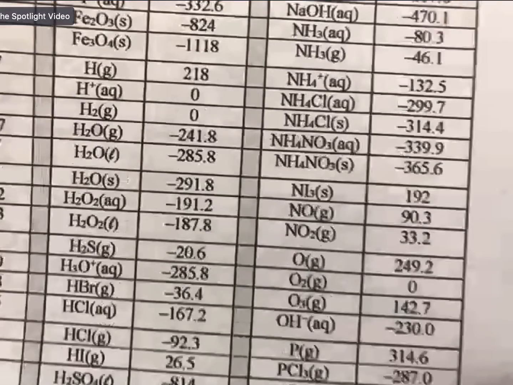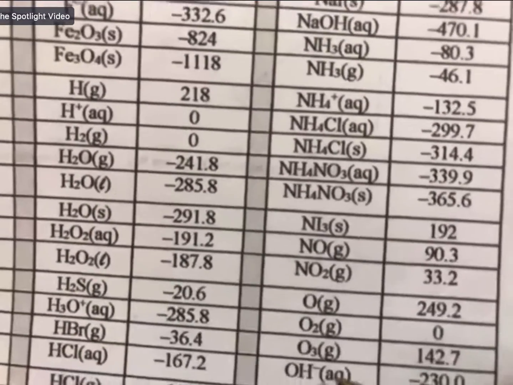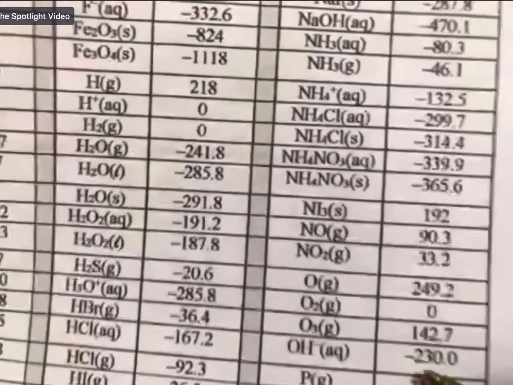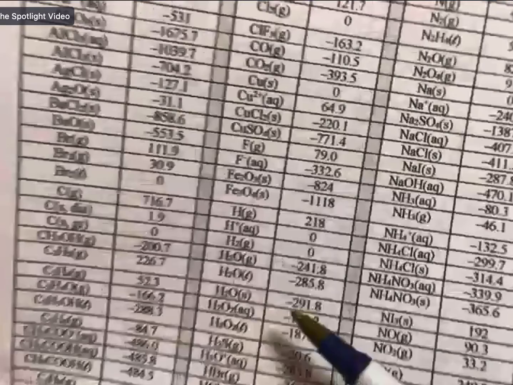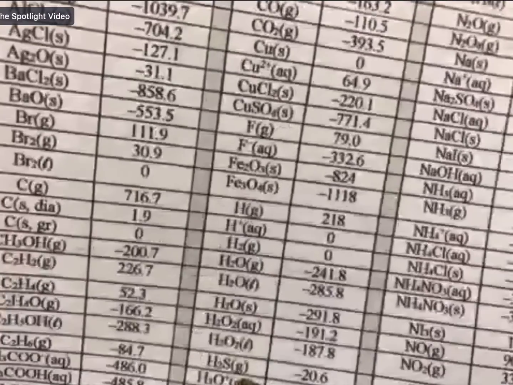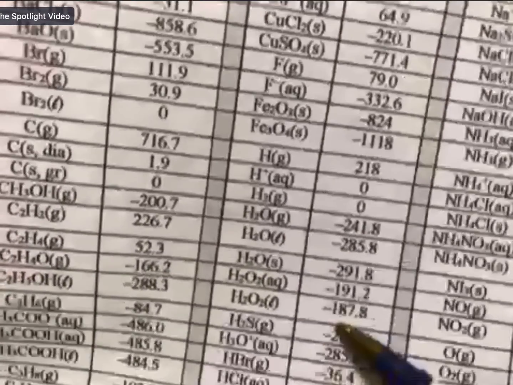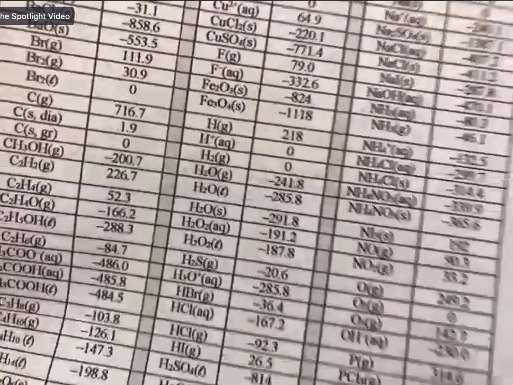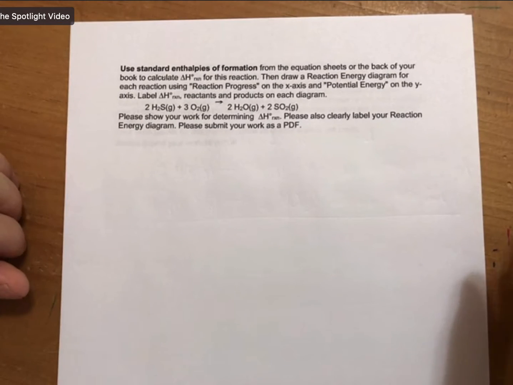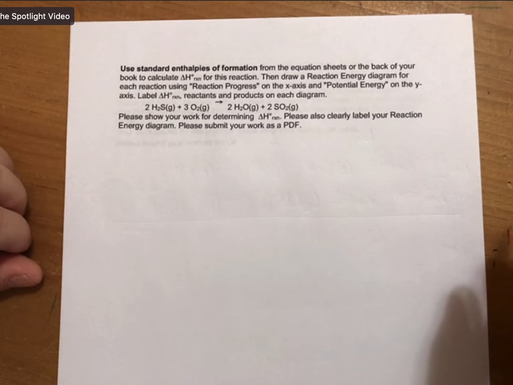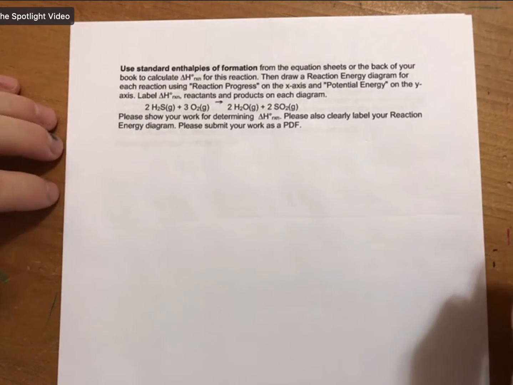And let's see, oxygen's on here, I know. So oxygen right here is 0 kilojoules per mole. Let's see, H2S. Let's see if that's on here. Yes, H2S gas, minus 20.6. So in this, you're going to look up all of the delta HF values to make and calculate a delta H reaction. Here's what this looks like for me.